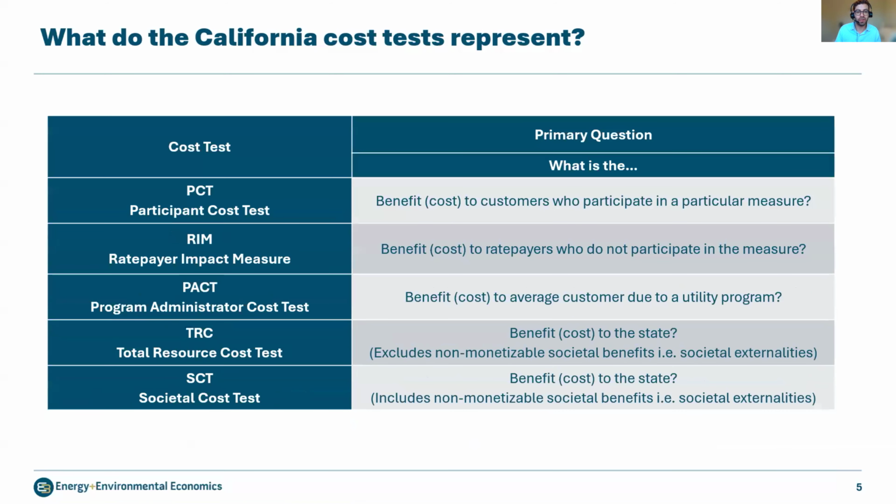So I sort of just covered this already, but the PCT, as I said, is really about what the participant will experience if they implement a measure. And the TRC is the benefits and costs to the state. One thing I want to call attention to is that there is also a societal cost test, which differs just a bit. The TRC really does not include any societal benefits that can't be monetized, whereas the societal cost test actually aims to monetize some of those benefits that are not typically monetized.